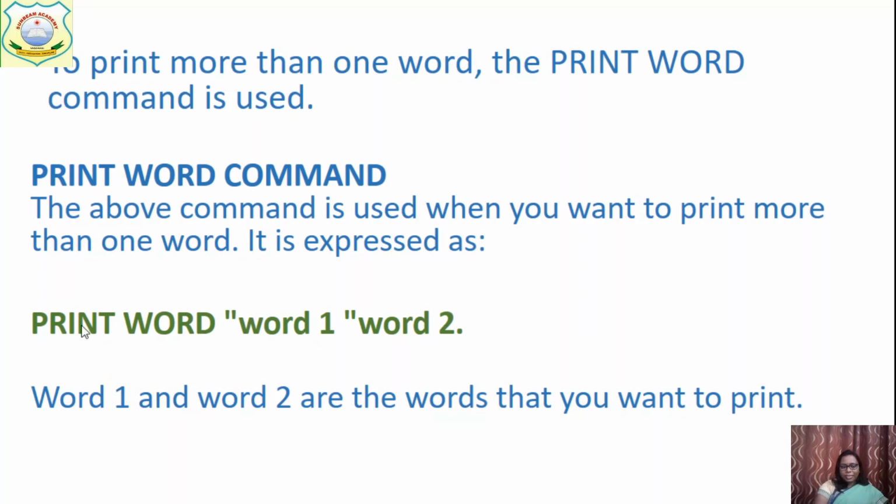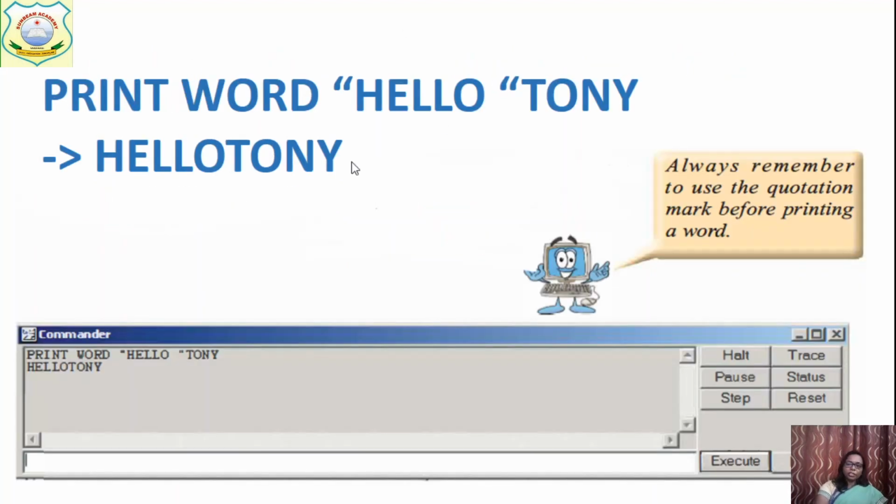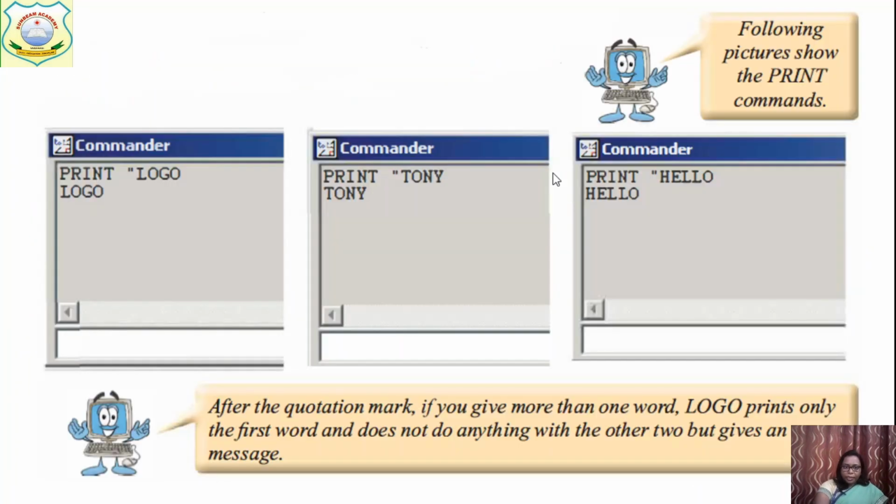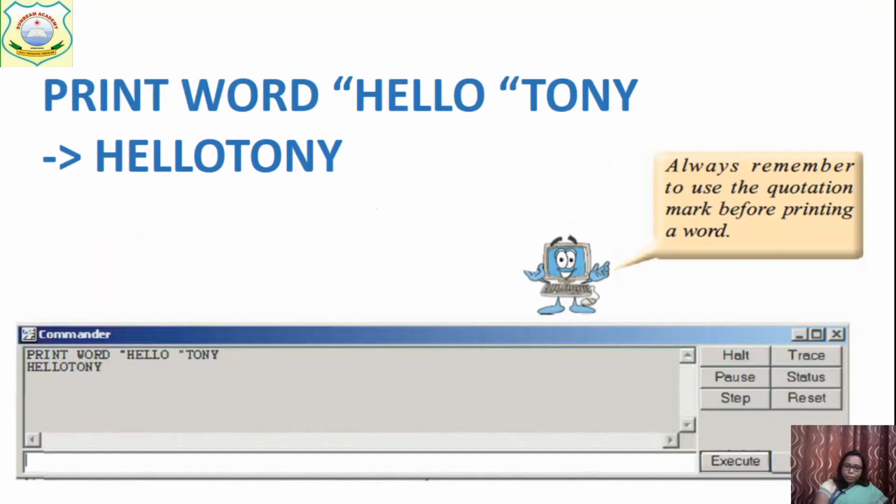Instead of writing only print, if you want to print more than one word, you have to write print word and then double quotes first word and double quotes second word. Just see here what I have to print. Earlier we printed singly, Tony, hello, logo. Now I want to print two words simultaneously. So for that, we write print word, space, double quotes hello, and then space, double quotes Tony.